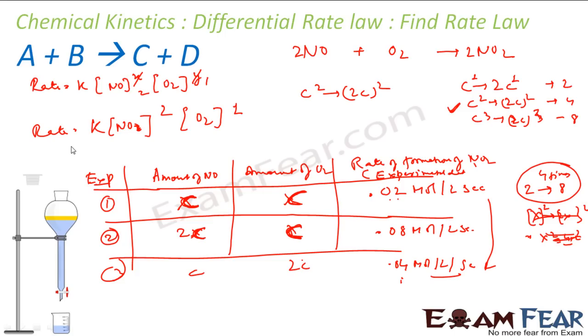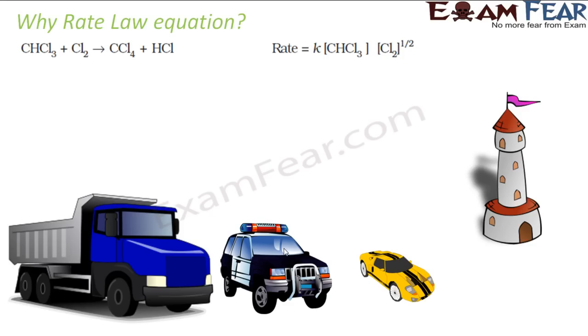Please note, these are all experimental values. Rate law, all the values are experimental values. Just by looking at the equation, you can't say what is the value of x and y. This is how typically we find the rate law. For a given equation, we generally do this experiment and we find the value of x and y. Let's take some examples.